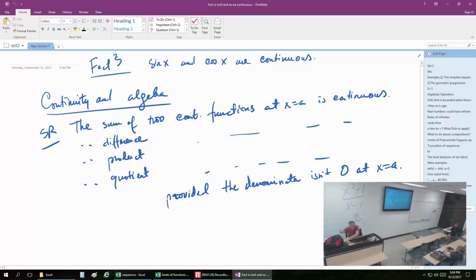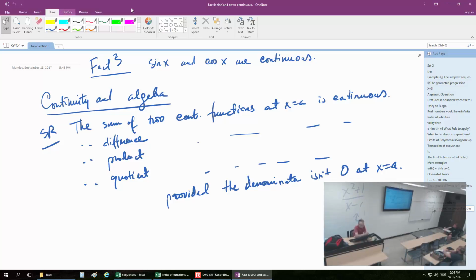Let me illustrate this once again, something that we discussed, how we geometrically recognize these facts. So for the sum of two functions, if they're continuous, the sum is also continuous. So you could say you have two functions.